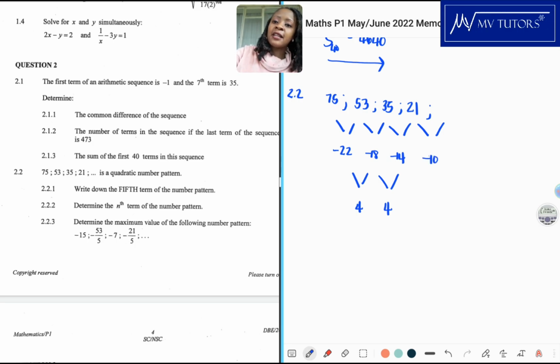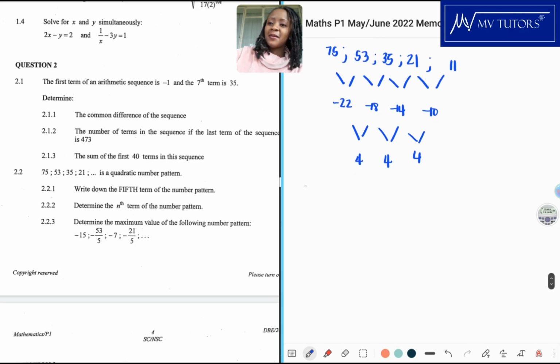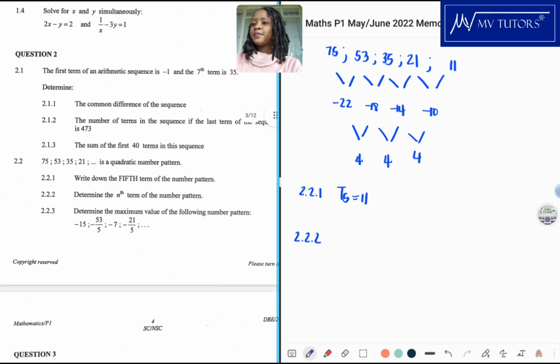So I'm going to get negative 10. And then I'm going to say, what is 21 minus 10? That is going to be 11. Yes. I'm not going to use the calculator. Okay, so we have 11 as our 5th term. Yes. T5 is 11. Now we go to 2.2.2.